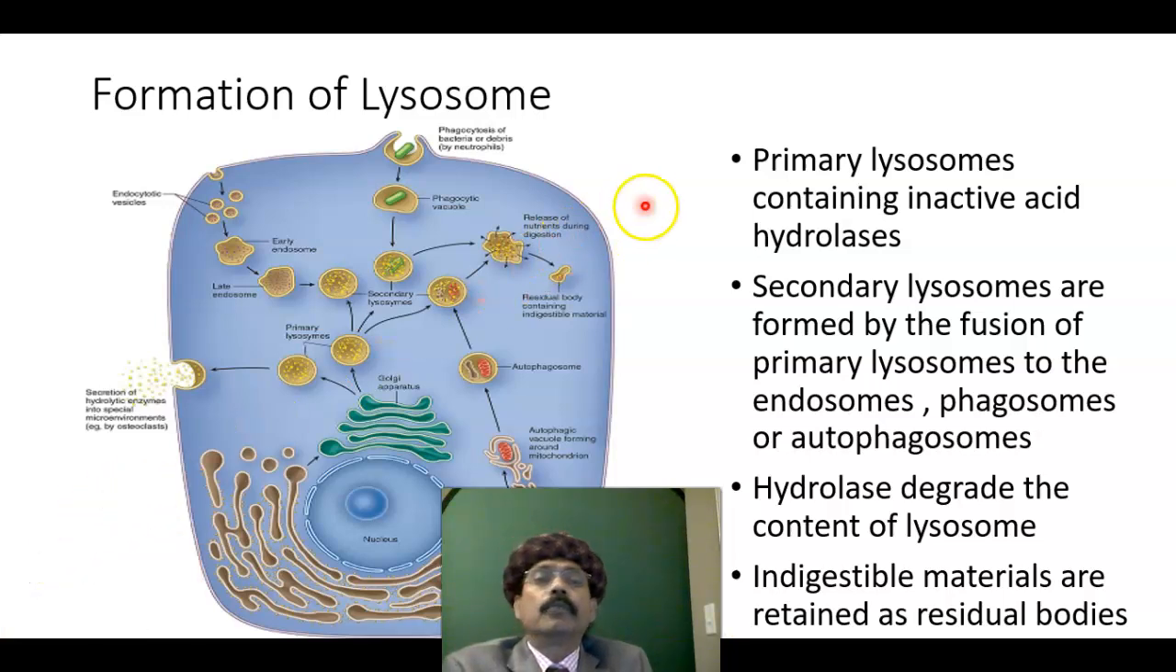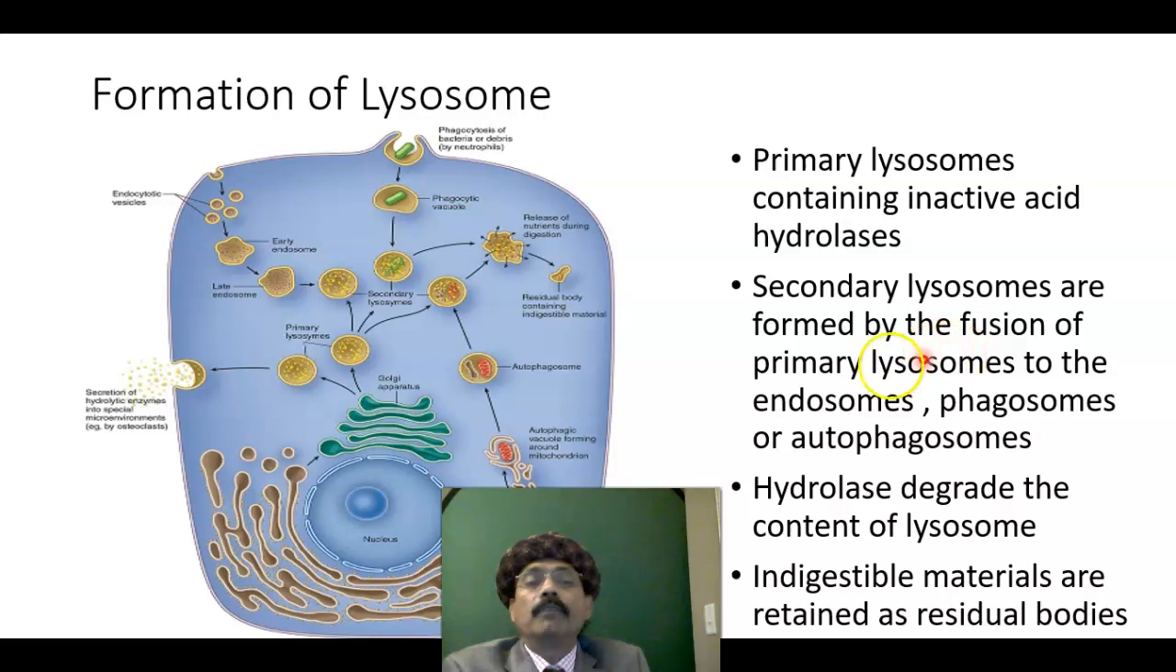So primary lysosome and secondary lysosome. Primary lysosome contains inactive acid hydrolases. These are just derived from the Golgi apparatus. This is the Golgi apparatus. This is the trans face of the Golgi apparatus. These are the primary lysosomes that contain inactive acid hydrolases.